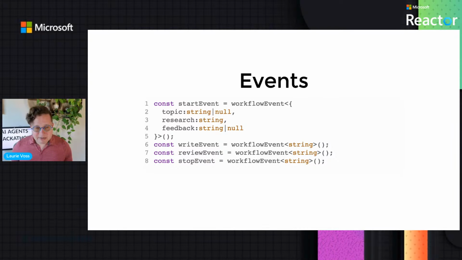Here, as usual, we're setting up our events. I've gone a little bit more fancy with the types this time instead of just using strings for everything. But you can see a start event with a topic, a research event with topic, research, and feedback properties, a write event, a review event, and a stop event.